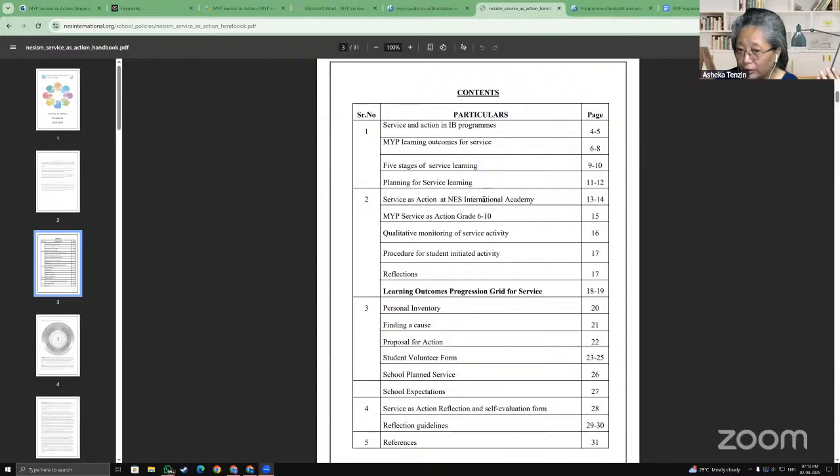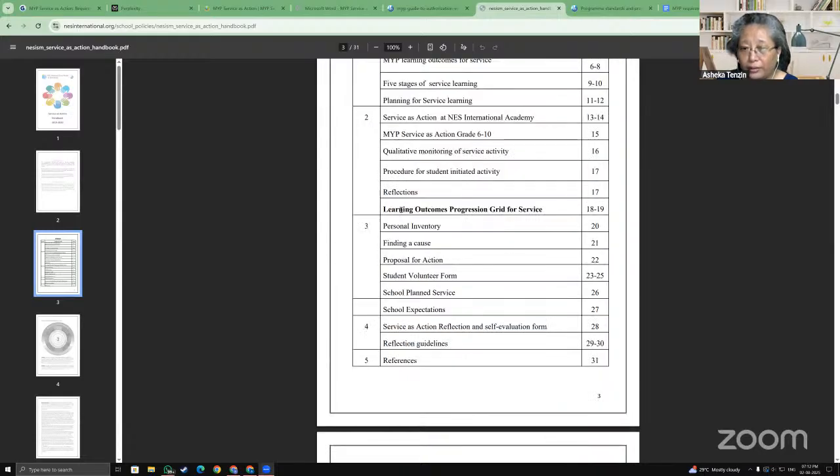How does service as action look in this particular school? What is service as action in the MYP 1 to 5? What will be the monitoring of the service activity, whether it is qualitative monitoring, quantitative monitoring, or the procedure for student-initiated activity? Okay, so there are certain requirements for service as action. There have to be some school-initiated activities and some student-initiated activities that the school should have as a part of their service as action program.